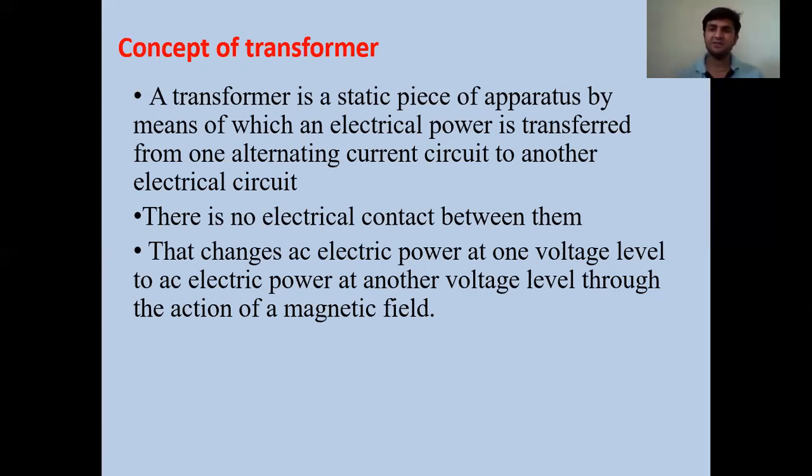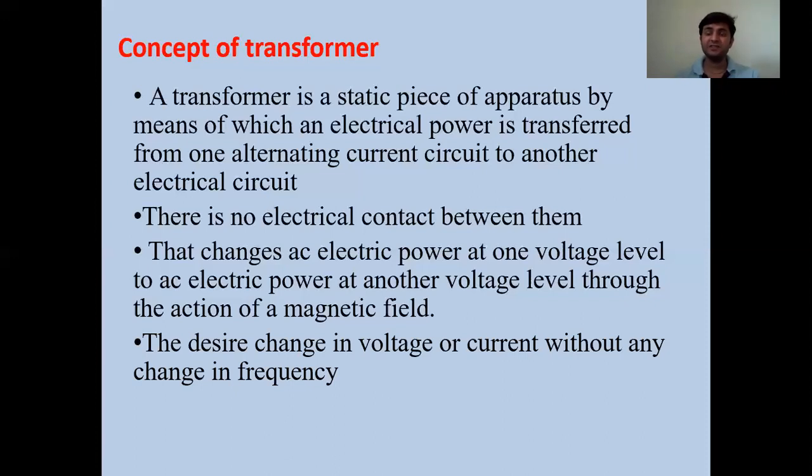Power transfer here means there will be a change in the voltage level. The power is transferred by increasing or decreasing the voltage level through the action of the magnetic field. So, a transformer is a static piece of apparatus by which electrical power is transmitted from one AC circuit to another AC circuit, increasing or decreasing the voltage level through the action of the magnetic field.